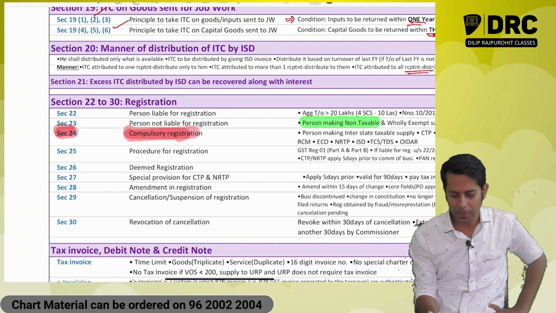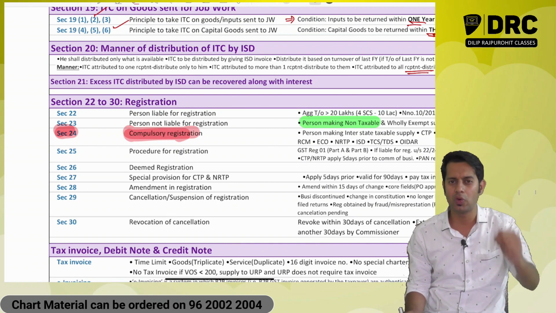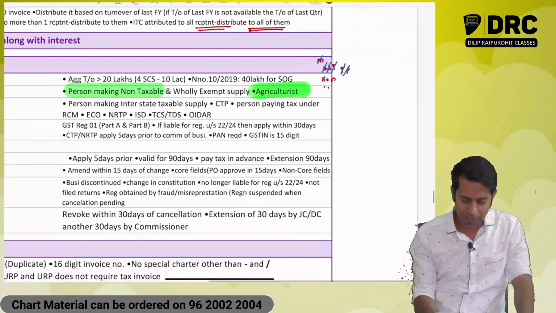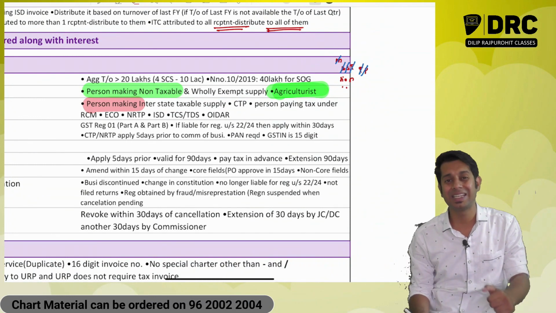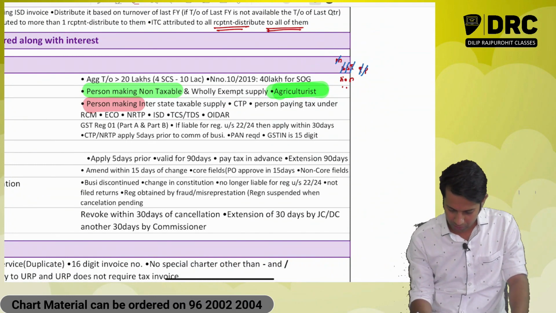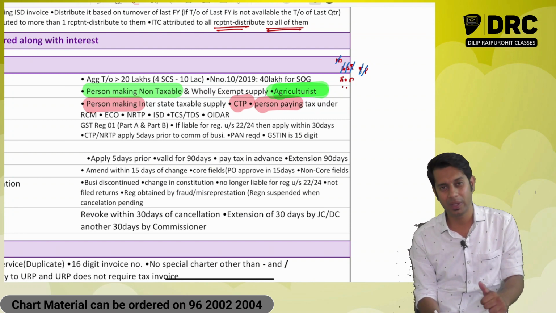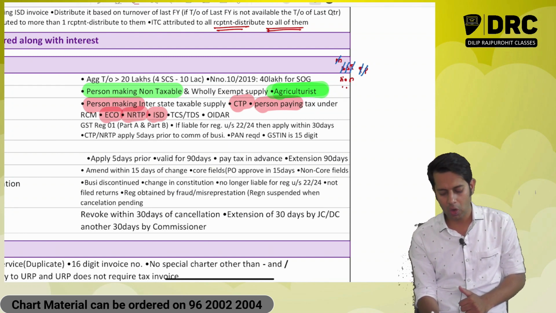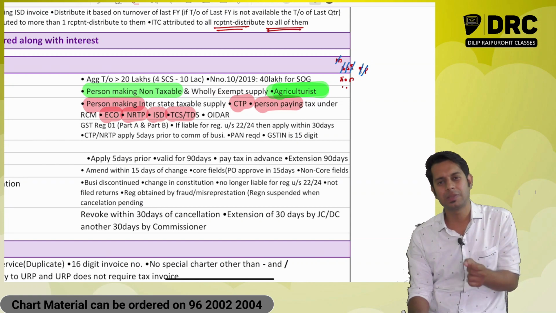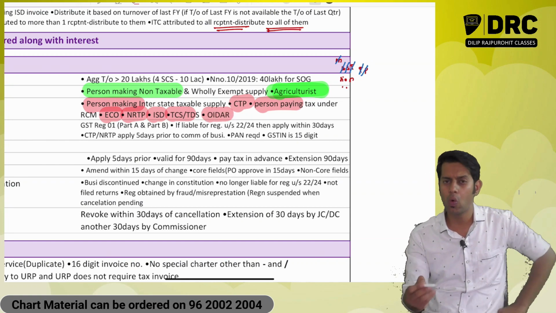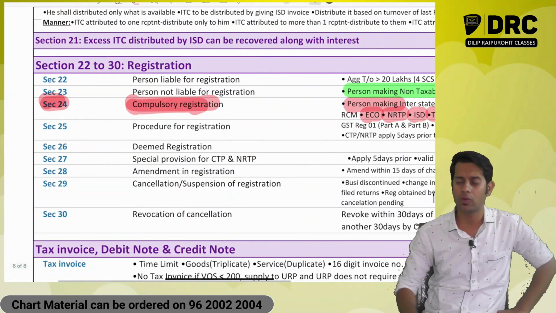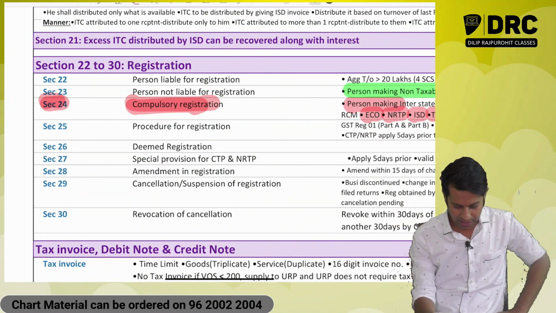Section 24 talks about compulsory registration. It has given a list of persons who are liable to take registration under GST law compulsorily. Who are these persons? Person making interstate taxable supply of goods. Then casual taxable person, person who is liable to pay the tax under reverse charge. E-commerce operator, non-resident taxable person. Then TDS person, TCS person, and OIDAR service provider. These are the persons who are required to take registration under GST law compulsorily.